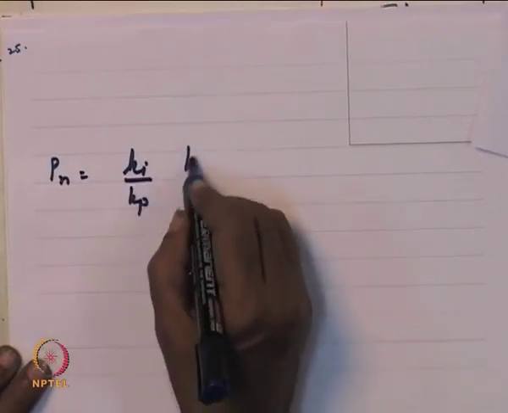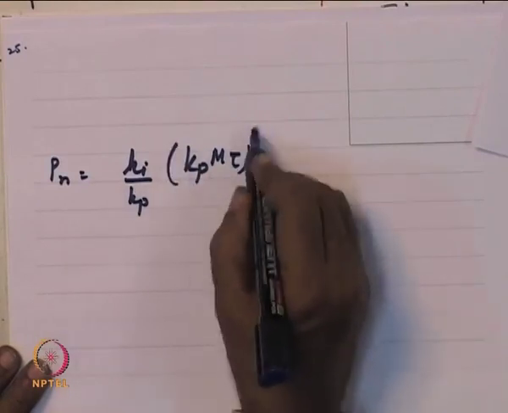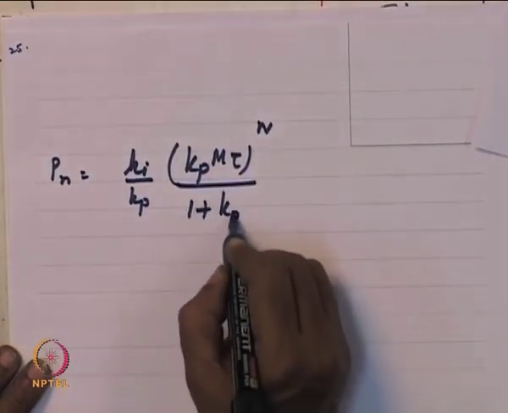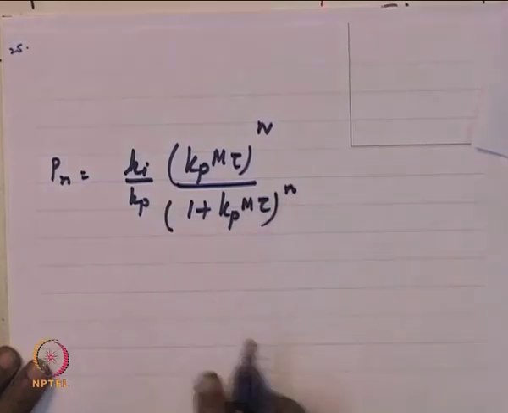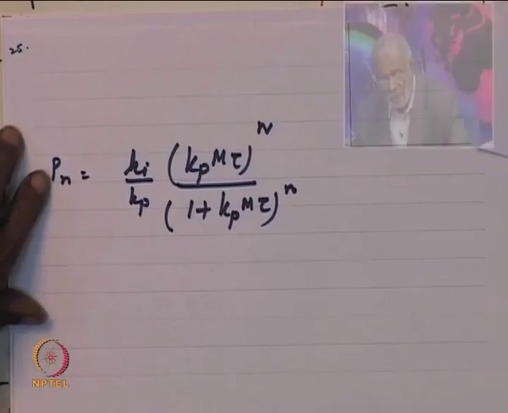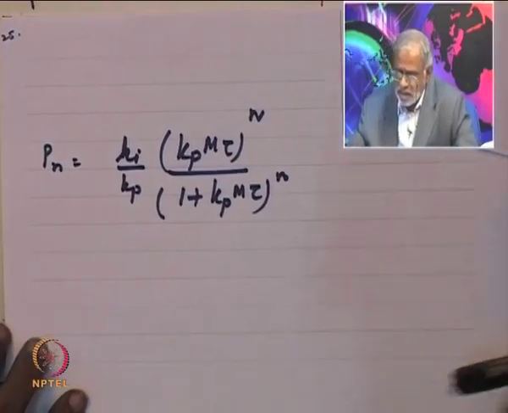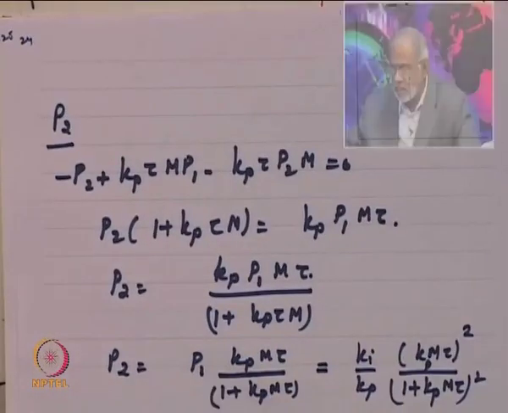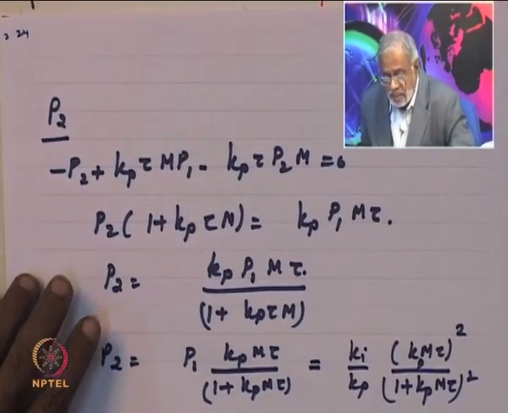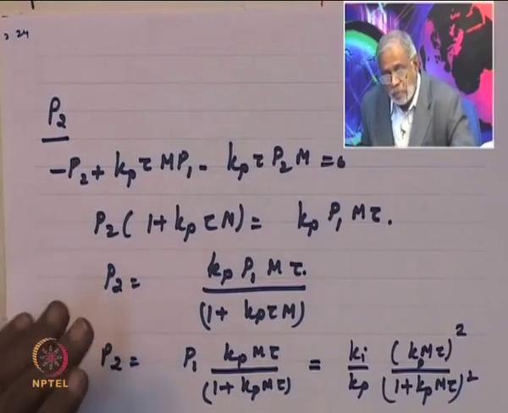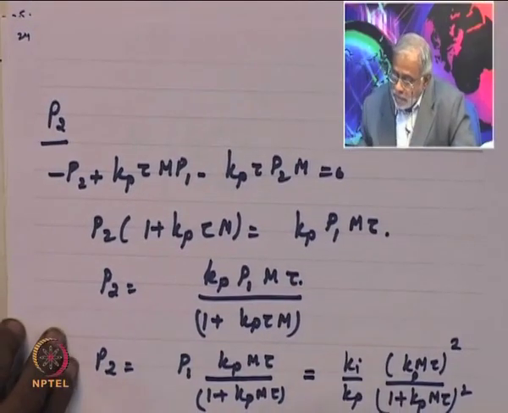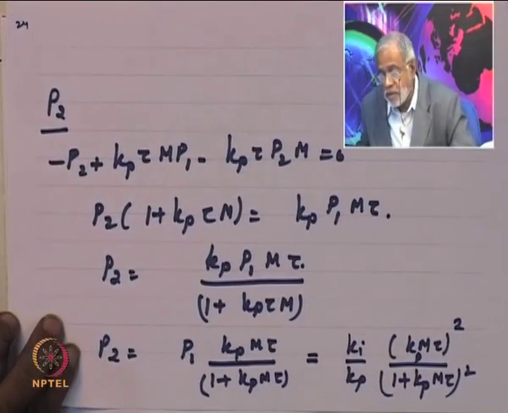The object of doing it in this form is only to show that P_n becomes K_I by K_p times K_p m tau to the power of n, divided by 1 plus K_p m tau to the power of n. So, this is the idea of showing it in this form, the nth polymer, which is given by this equation. Now, let us try to understand what I am saying. What we are trying to say here is that in a stirred tank, polymer 1, polymer 2, polymer 3, polymer n, all of them depend on K_I by K_p multiplied by this term K_p m tau divided by 1 plus K_p m tau.